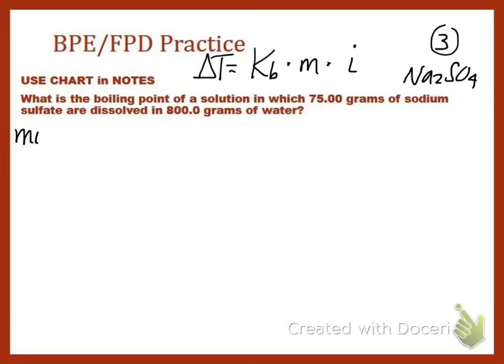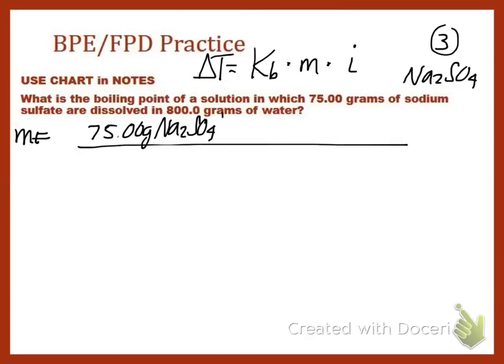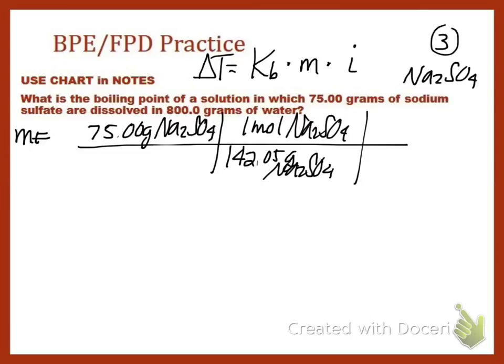In order to do that, we're going to say 75 grams of sodium sulfate. And what do I need to get it to? Moles. So I'm going to divide by the molar mass. Now I'm in moles, so I'm going to divide by the kilograms of solvent, which is 0.8. So I do all that, and I get a molality of 0.66 little m. So now I can plug it into this equation.